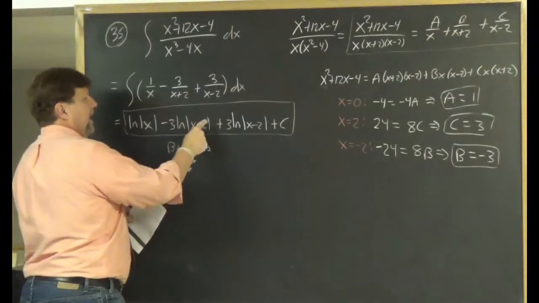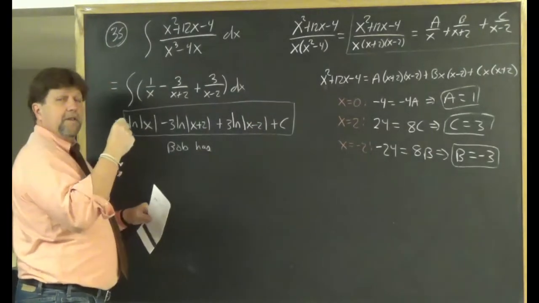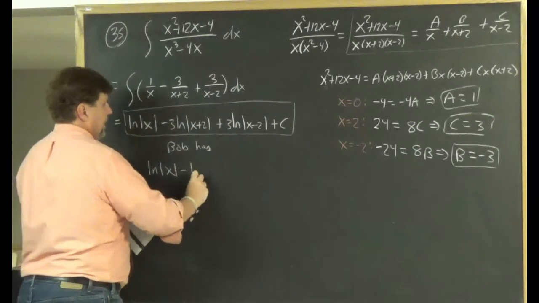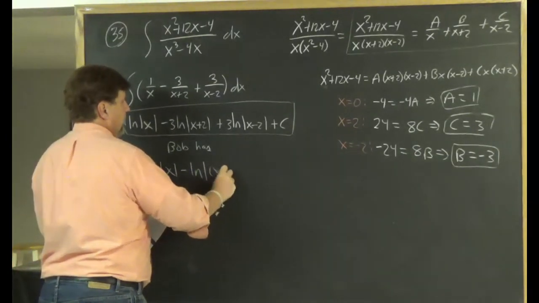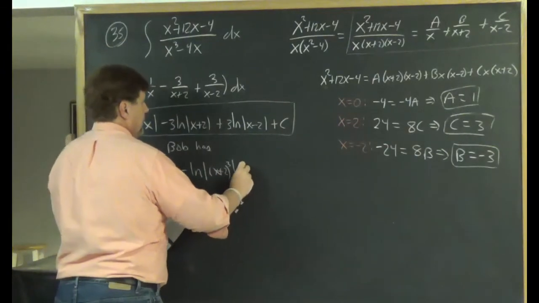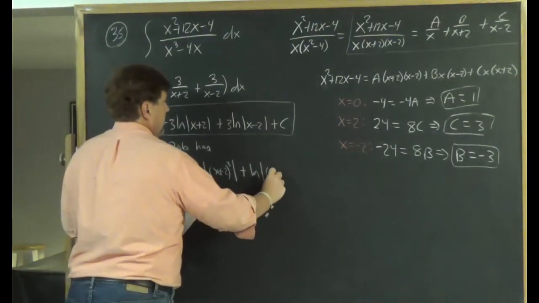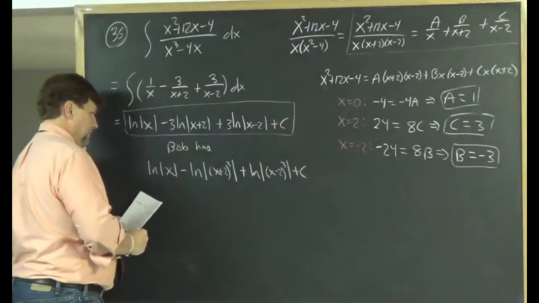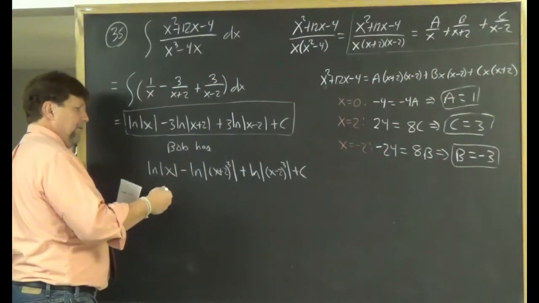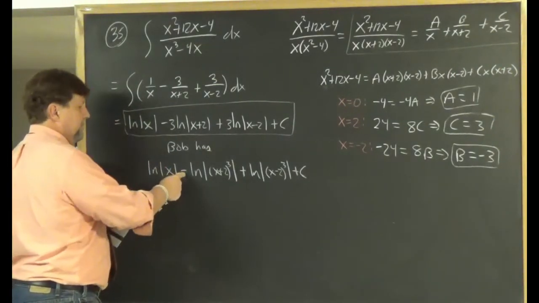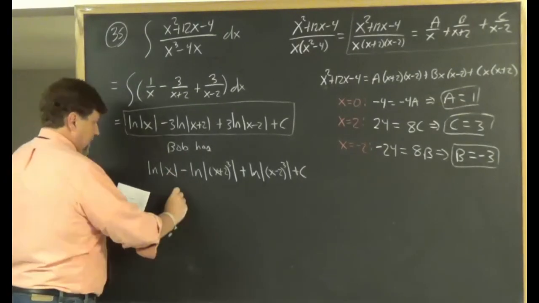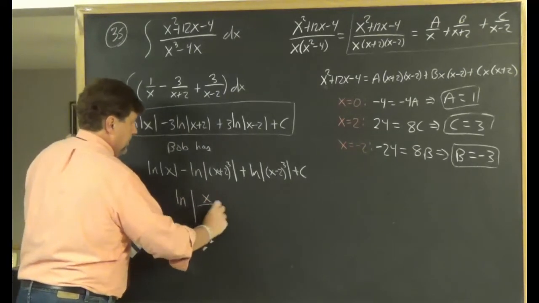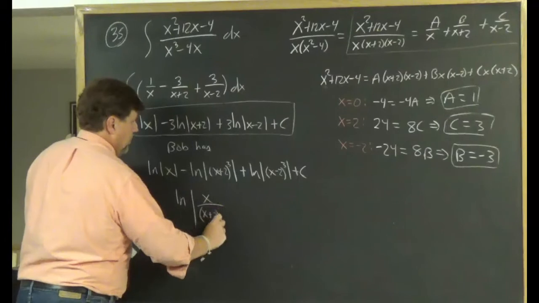First is put the 3 back into an exponent position using properties of logarithms. So we have the natural log absolute value of x, minus the natural log absolute value of x plus 2 cubed, plus natural log absolute value of x minus 2 cubed, plus c. Next, I think Bob would use another property of logarithms that subtraction can be rewritten as division. So this would be the natural log of absolute value of x over x plus 2 quantity cubed.